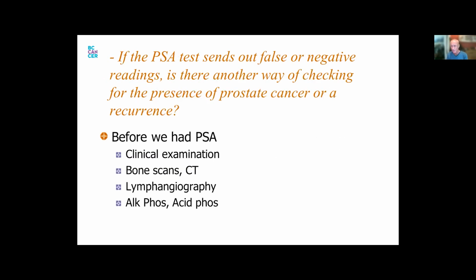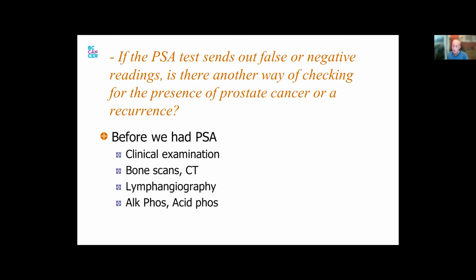Another question. The PSA test gives you false positive or negative readings. Is there another way of checking? Well, yeah. I mean, we only got PSA in 1980. Before that, what did we do? We examined the patient, both the rectal examination and abdominal examination, for lymph nodes. We did bone scans and CT scans. We did what's called lymphangiography. They inject dye into the lymph vessels, which are between the toes, really unbelievably, and it's taken up by the lymph vessels and tracks up through the body, and it can show enlarged lymph glands missed by a CT scan.